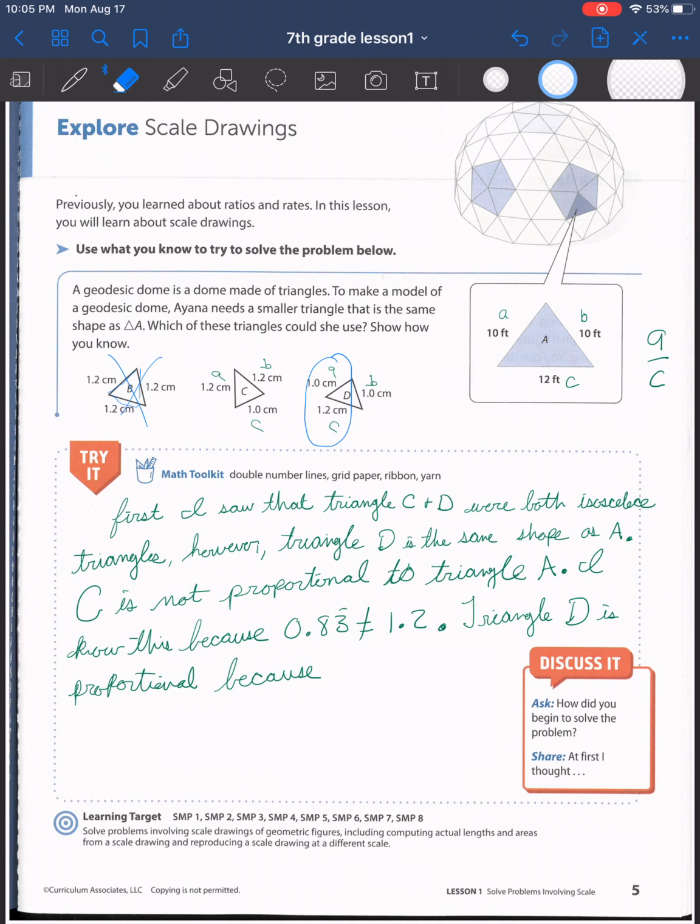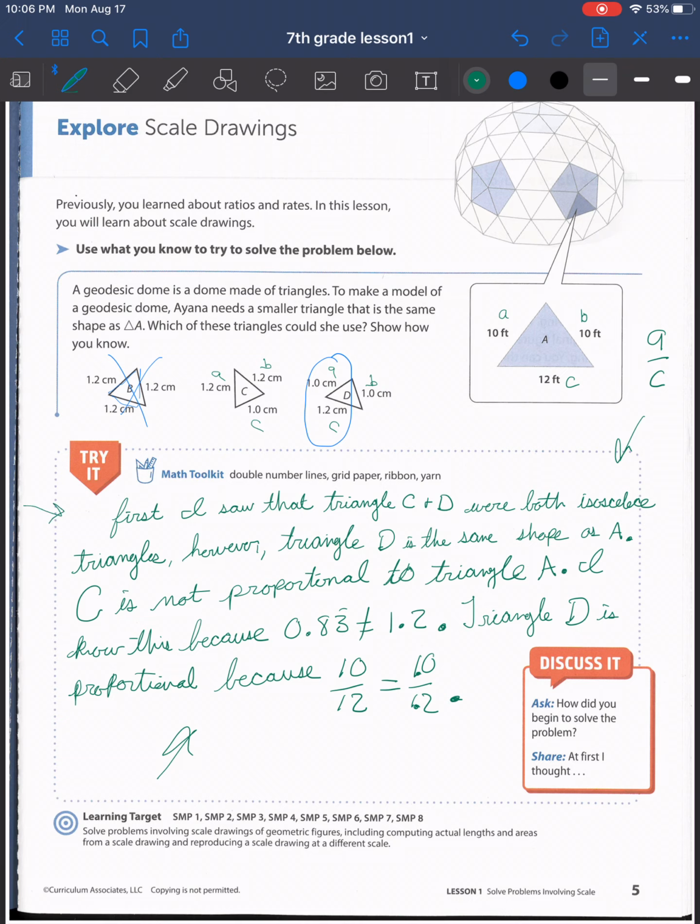I'm going to erase this so I have some room. Triangle D is proportional because 10 over 12 is equal to 10 over 12. Or you could say 1.0 and 1.2. Period. Okay, now when we do problems like this, this is the kind of effort that I am looking for. I am looking for complete sentences. I am looking for your work. I know it's hard, like I had to erase my work to be able to finish writing my sentences, and I completely understand if that happens, which is why I have scrap paper for you.